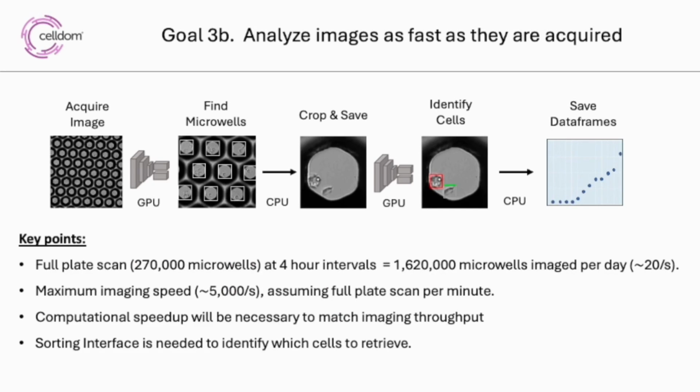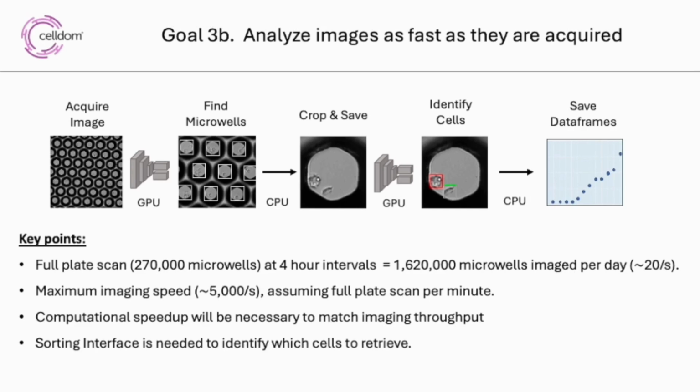So now that we have all the mechanical and biological parts working together, the next step was to develop the computational architecture that allows us to crunch so much data and display it in graphical format so that we can establish the final pick list. So for example, as in this platform, consider that for a full plate scan in which we image 270,000 microwells at 4-hour intervals, we need to analyze over 1 million microwell images per day. So that rate corresponds to 20 microwells per second imaging speed.